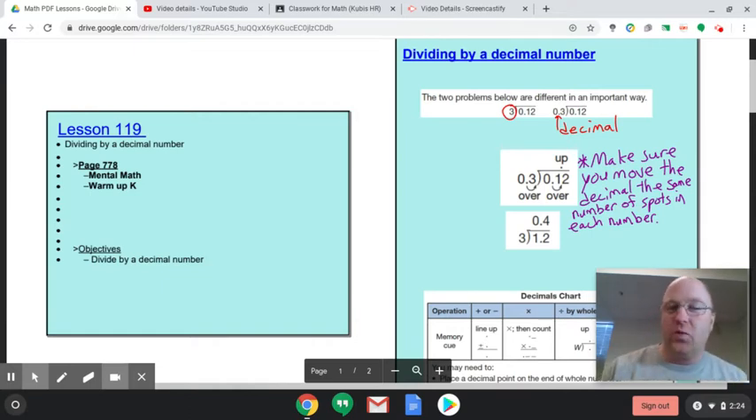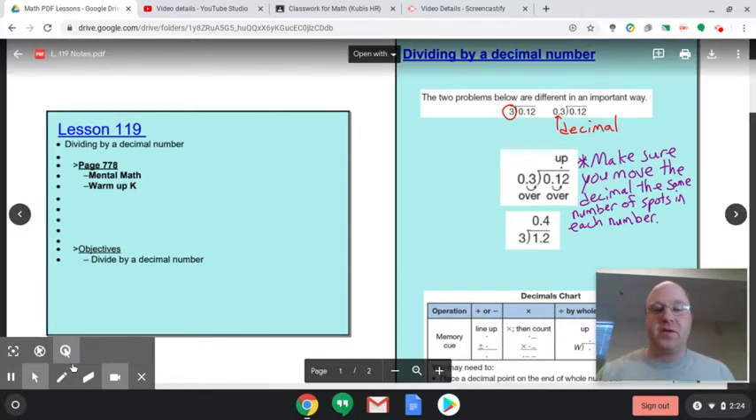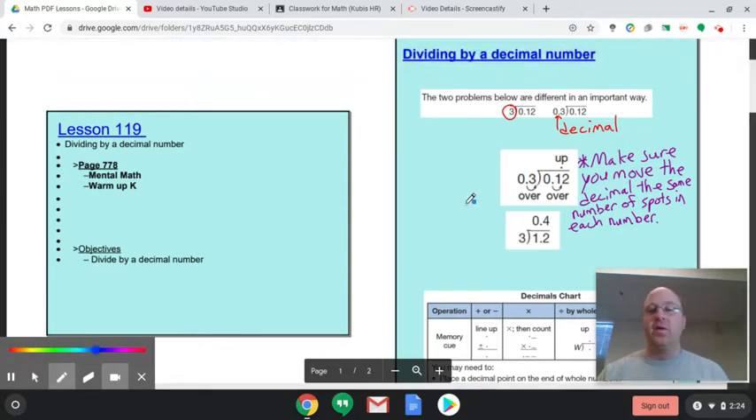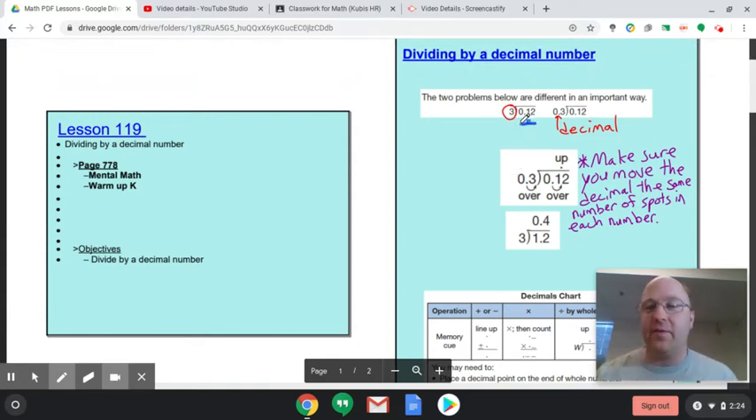Today's episode is lesson 119. We are dividing by a decimal number. That is different than a previous lesson, where we had a problem like this, and I'm underlining in blue, where our dividend, in this case 12 hundredths, is being divided by a whole number. Today's lesson is different: our dividend is a decimal, but what's different today is our divisor, in this case 3/10, is a decimal. So we're learning today how to divide a number by a decimal.